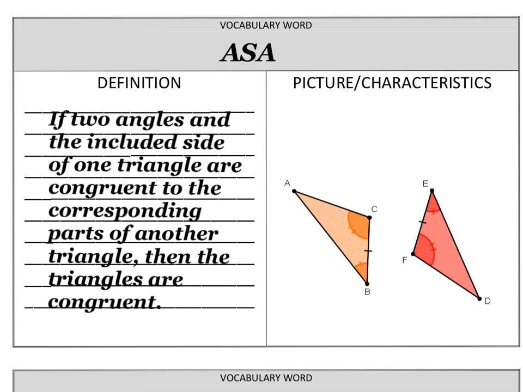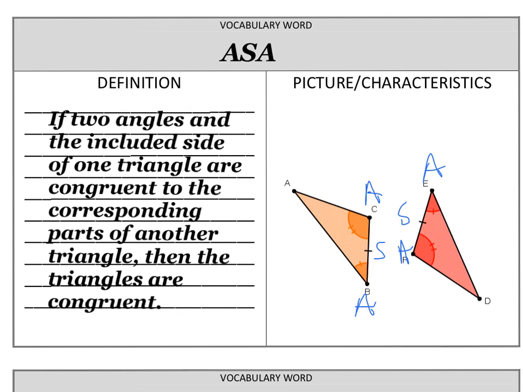The next vocab word is ASA, which stands for angle-side-angle. So this time it has to be the included side. So you have two angles and the included side. If they're congruent to the other corresponding parts of the other triangle, then those two are congruent. So this time I have two angles, like before, except the side has to be in between them. So I have angle, side, and then angle.